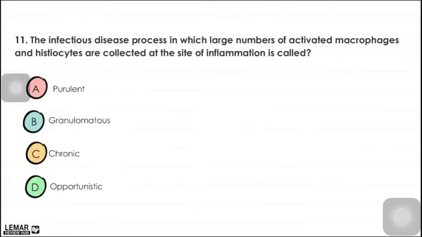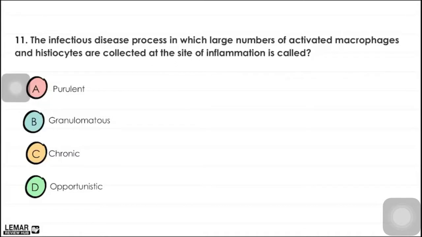Number 11, the infectious disease process in which large numbers of activated macrophages and histiocytes are collected at the site of inflammation. This is called as letter A, purulent, B, granulomatous, C, chronic, letter D, opportunistic. The answer for number 11 is granulomatous.